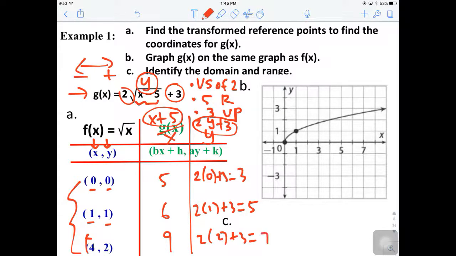That's going to be 7. So the new points are 5, 3. So 5, 3 is right here. 6, 5. That's going to be like right there. And then 9, 7. So here's 9, 7, something like right here.